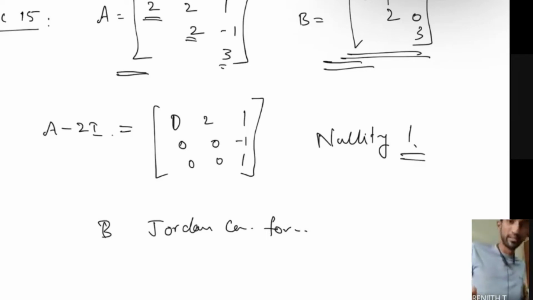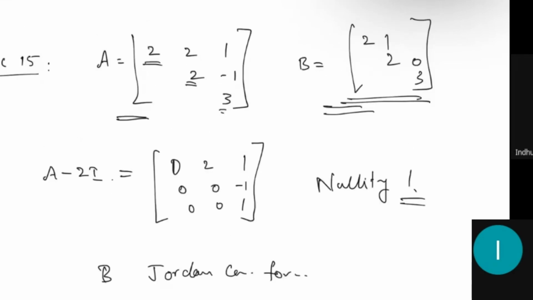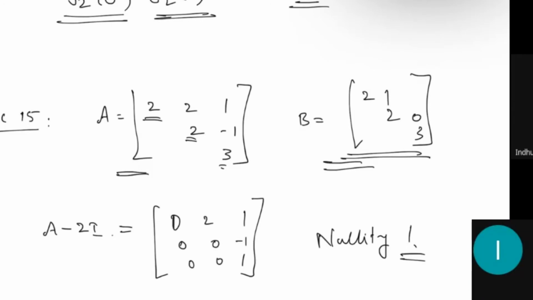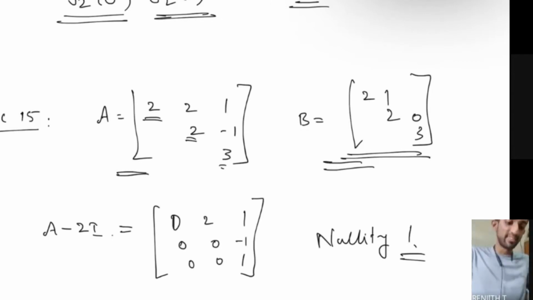Okay, I will do one more problem from linear algebra and then we'll go to something else. The eigenvalue 2 has only 1 Jordan block, so we have the same answer. So we say B is the Jordan form of A, since 2 is occurring only 2 times.